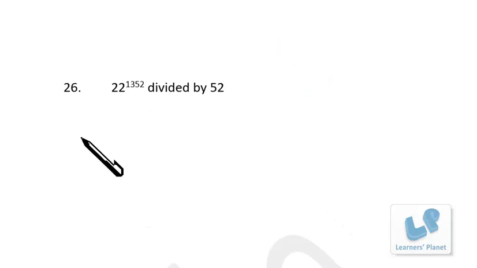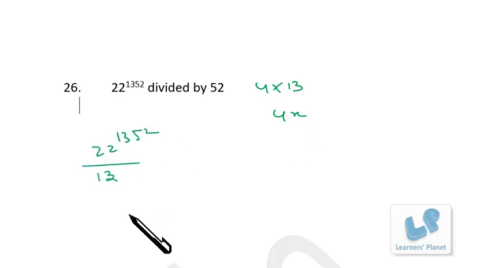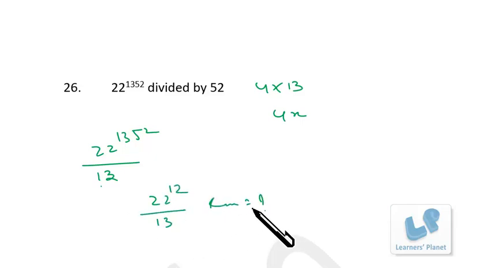22 raised to 1352 divided by 52. So 52 is 4 into 13, so we find individual remainders. 22 is an even number raised to that big power, so that number is definitely a multiple of 4. So this number is in 4x format. Now 22 raised to 1352 divided by 13, we have to find the remainder. 13 is a prime number and 22, 13 are co-prime to each other. So 22 raised to 12 divided by 13, the remainder will be 1, right? So we find multiples of 12 over here.